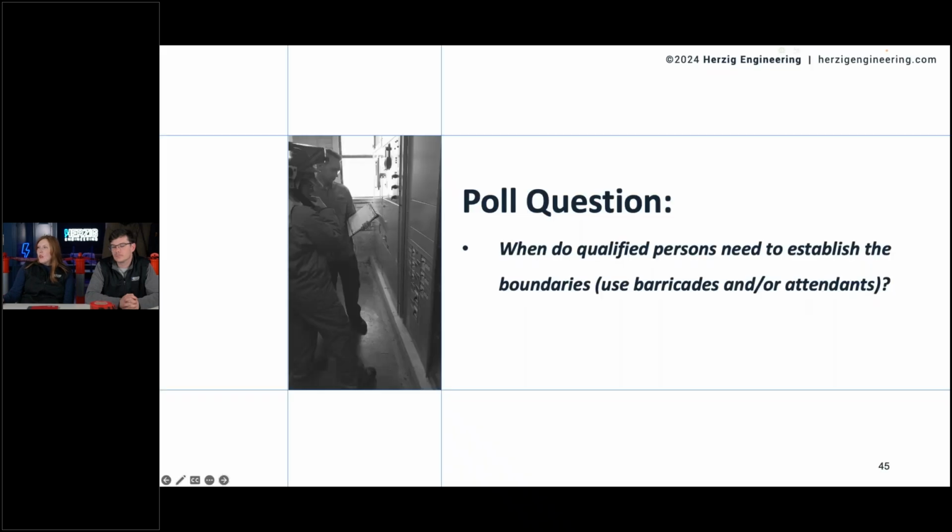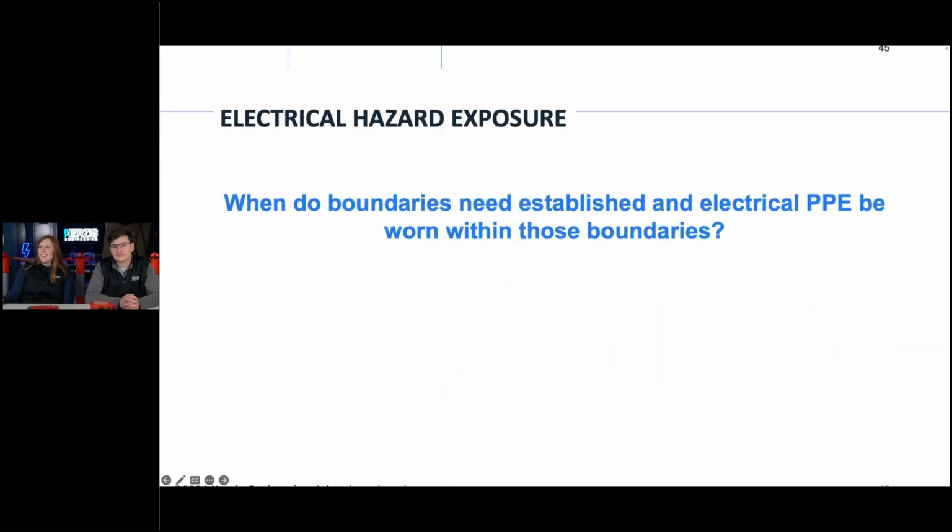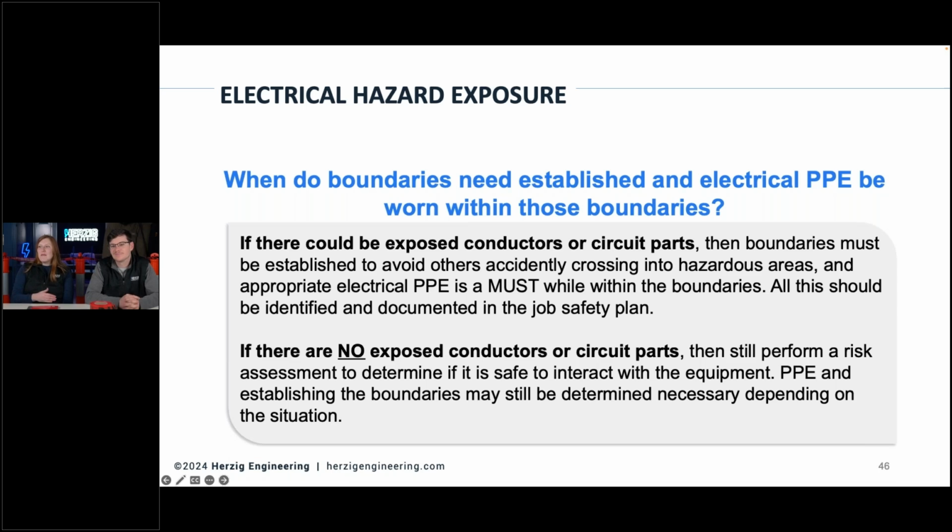Okay. Now, what does exposed mean? When do these boundaries really fit? Okay, so exposed is really what we're looking at. Yeah. So when do we need PPE is kind of what this slide's talking about, when we're exposed versus when we're not. Okay, so if there could be exposed conductor circuit parts, then boundaries must be established to avoid others accidentally crossing into hazardous areas, and appropriate electrical PPE is a must while within the boundaries. Right. And then all this should be identified and documented in the job safety plan.